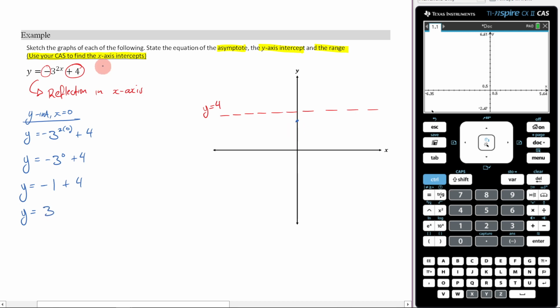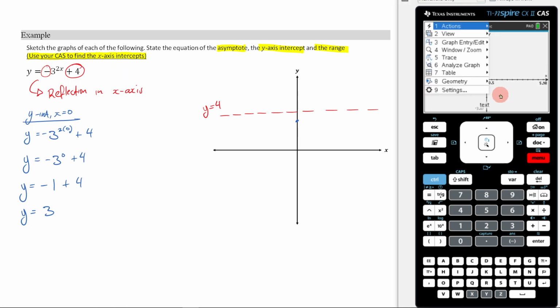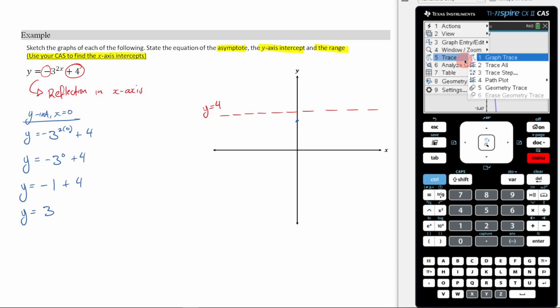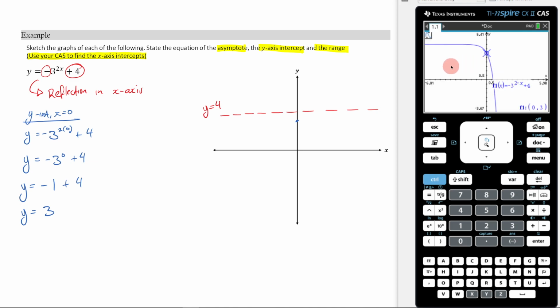And now it says that we should be using our CAS to find the x-axis intercept. So let's do that. Let's come over here. Before I do that, I actually need to graph it, don't I? So it's negative 3 raised to 2x, then I'm plussing 4. So make sure that you can do this on your CAS. There it is. And as you can see, we can find what the y-intercept is going to be by using our trace function. So when you simply go x is equal to 1 is there, x is equal to 0 is there. So all I'm doing is I'm going 0, enter, to find where it is, 0, 3.